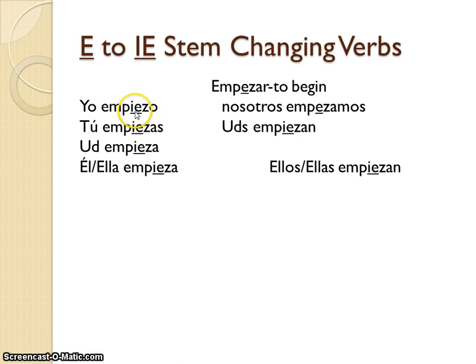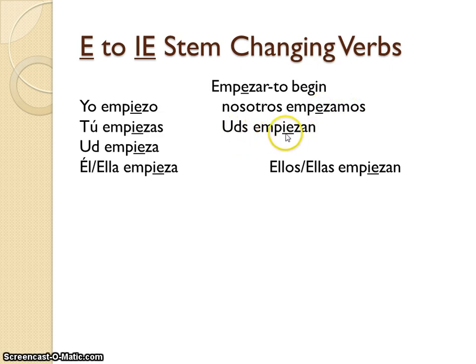Okay, right there's the stem change. The tú form is tú empiezas. Usted empieza. We have the él and ella form is empieza. Now, nosotros empezamos. Notice here that the nosotros form did not change to an IE. That's because the stress that's placed on this E is removed because of the length of the amos ending here. So we don't need to stem change it.